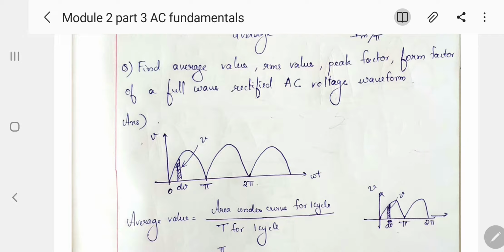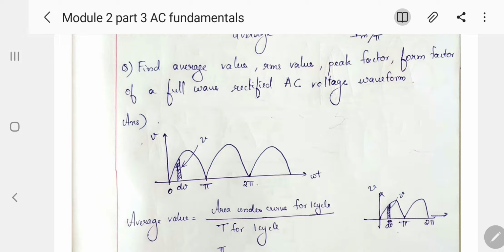Everyone, and welcome back to another new video of Basics of Electrical and Electronics Engineering, which is a subject for first year KTU syllabus students. So in today's video we are going to discuss what is the average value, RMS value, peak factor, form factor of a full wave rectified AC voltage waveform.